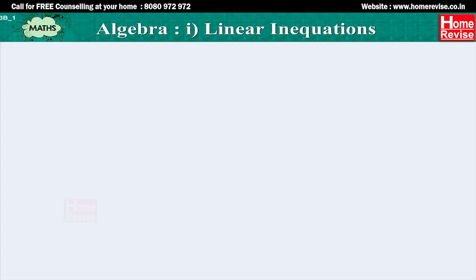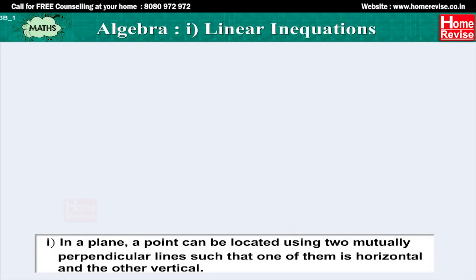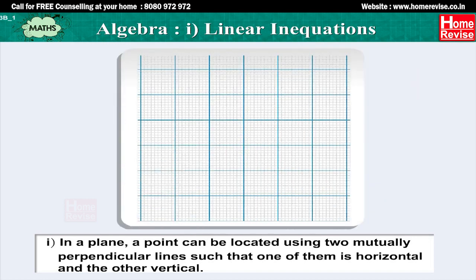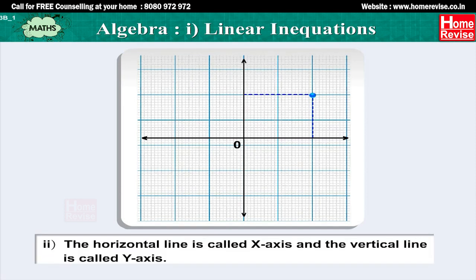Algebra. First, linear inequations. Number 1. In a plane, a point can be located using two mutually perpendicular lines such that one of them is horizontal and the other is vertical. Number 2. The horizontal line is called the x-axis and the vertical line is called the y-axis.